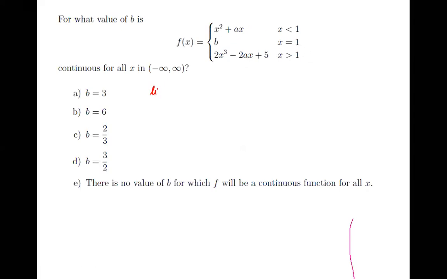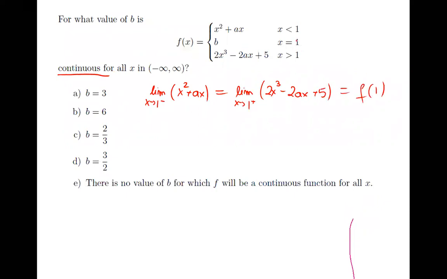This is the definition of continuity. The limit as x goes to 1 from the left-hand side, using this function, must be the same as the limit as x goes to 1 from the right-hand side, which is 2x cubed minus 2ax plus 5. And it must be the same as the value. If x is exactly 1, this is the value. That means f of 1 is b.